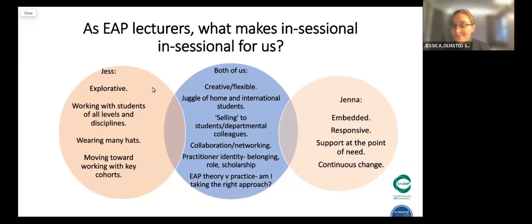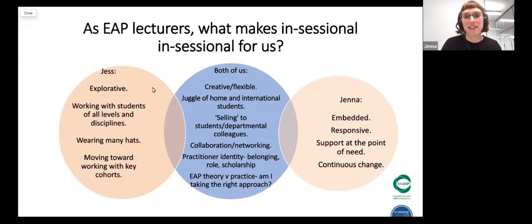And for Jenna? And for me, In-Sessional is embedded. So I'm working with the academic language and literacies of food science and nutrition. Because it works alongside their master's programs, it is really responsive. So today, for example, my students asked if we could run a session on writing blogs, because that's one of their assessments. So we can change the curriculum as we go. And it's also giving students that support at the point that they need it, so they see the relevance.